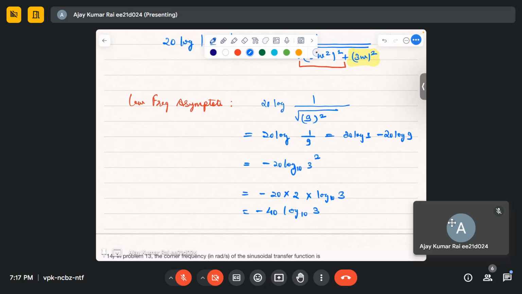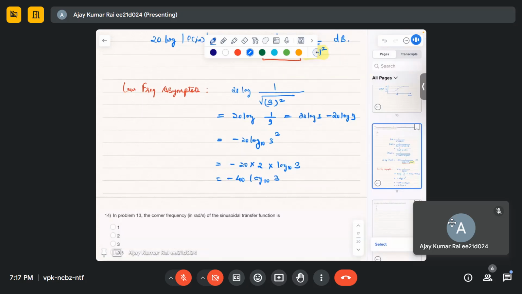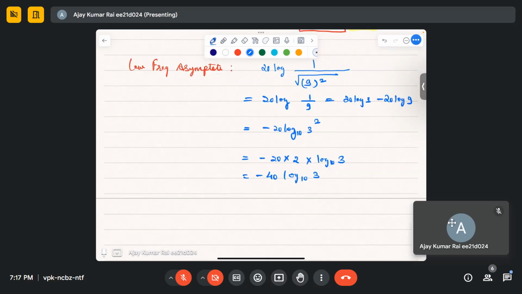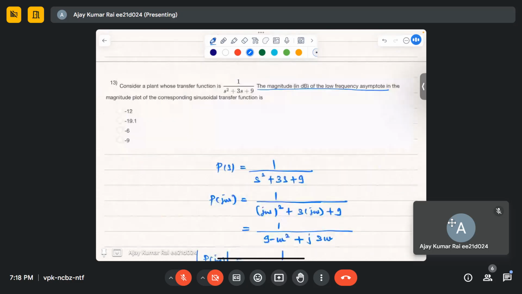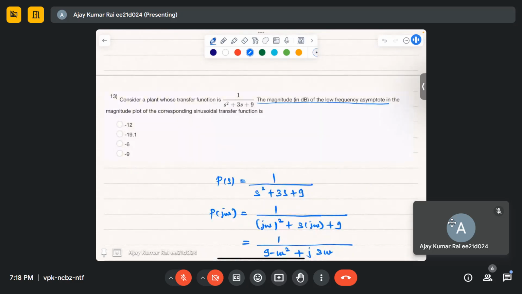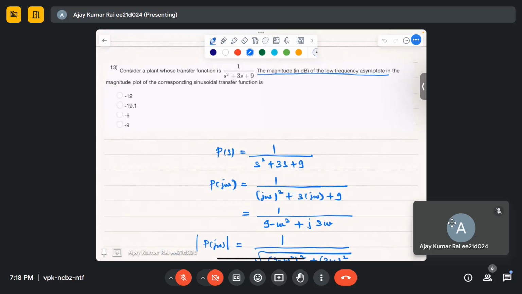So what is this value? Log of 3 is equal to 0.47. Multiply by 40, you will get 19.08. Okay, 19.1 is close to my answer. Okay, so let's check this.